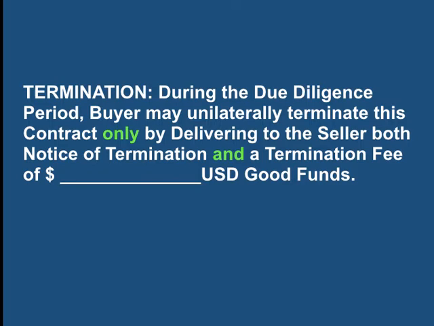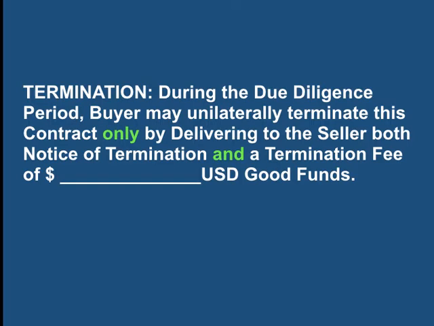Let's talk a little bit about the termination. During the due diligence period, the buyer can unilaterally terminate, that means the buyer only has to sign it in order for the contract to be terminated. They can terminate any time during the due diligence period. Once 6 o'clock comes on the day that you put for the due diligence period to end, they can no longer terminate, because you have to do it during the due diligence period. You have to terminate before 6 p.m. on the date that you put here in the contract.